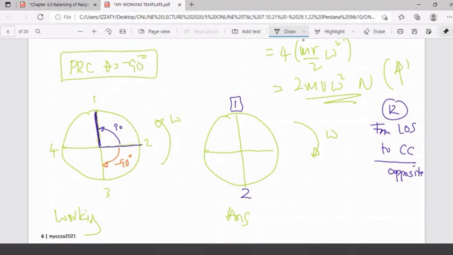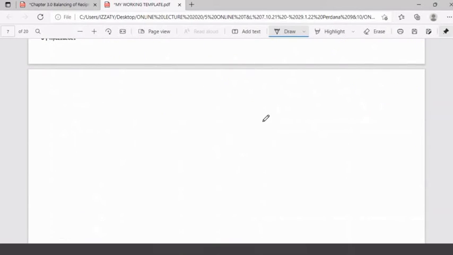But how much does it go? 180. How do you know? Because from the primary direct, it goes 180. So it goes 180, but in the opposite direction. This one is negative 180. So if I pick up only one cylinder, for example, to make you understand.